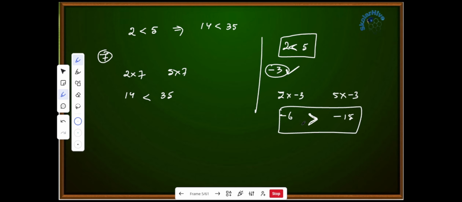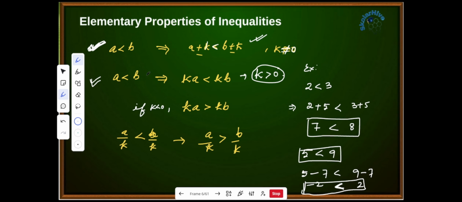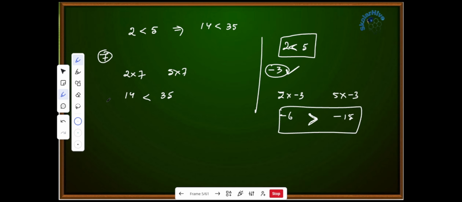So this is the second very important elementary property of an inequality. The third one is the same way. If you are going to divide the inequality by a positive number, then it won't alter the sign.